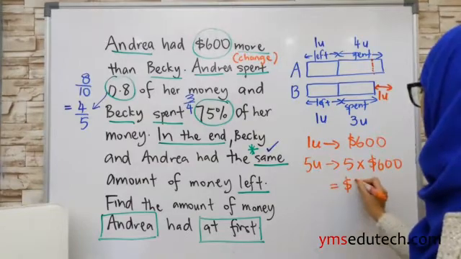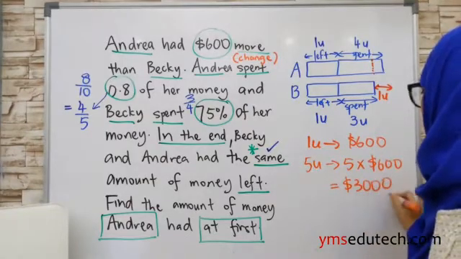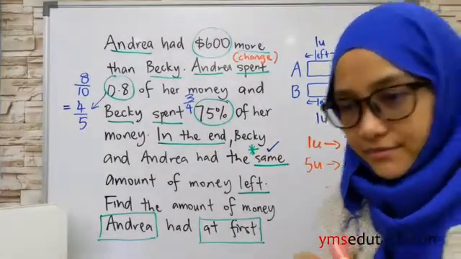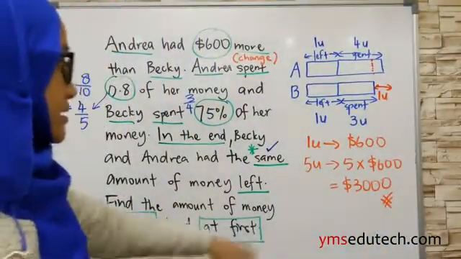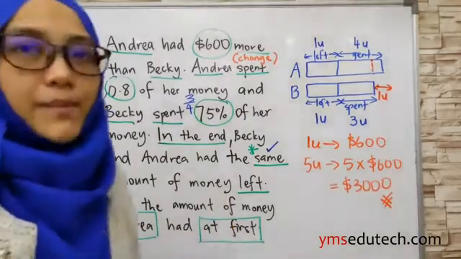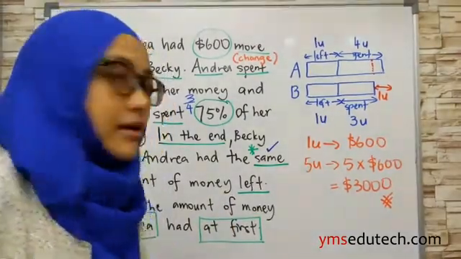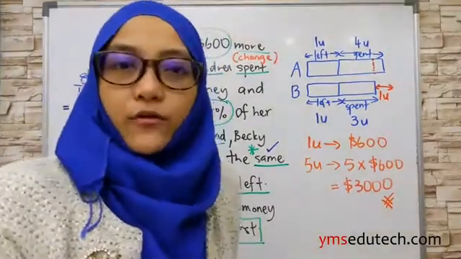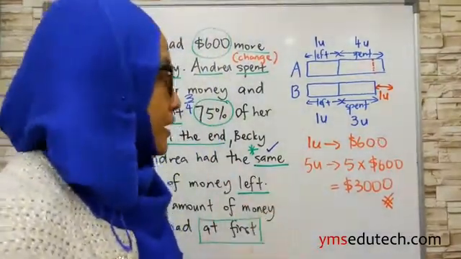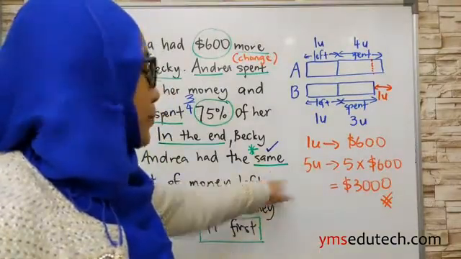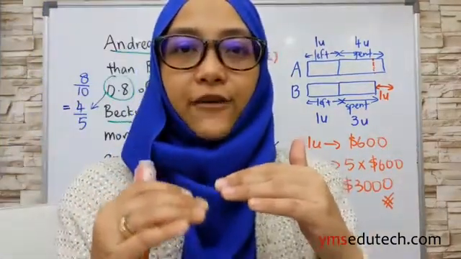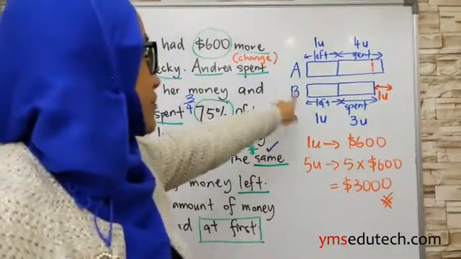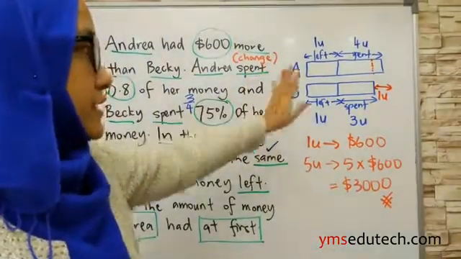So final answer, $3,000. So this is how we solve equal concept using model drawing. I repeat, when students know that this is an equal concept type of question, start drawing the model at the point when both quantities have equal value, which in this question, in the end, they had the same amount of money left. So label left, left.